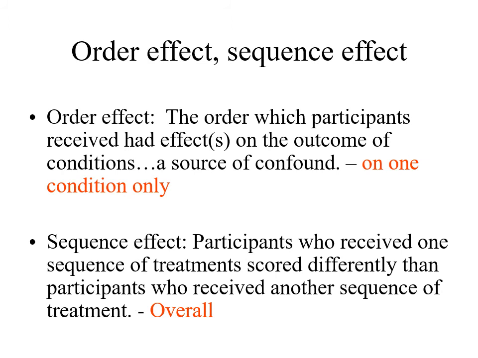Okay, so what are the differences and the similarities of the order effect and the sequence effect? Well, the order effect is that the order in which the participant received conditions had an effect on the outcome of a condition. So this is on one condition only. As opposed to the sequence effect, where participants who received one sequence of treatment scored differently than participants who received another sequence of treatment. And this is more like an overall thing.